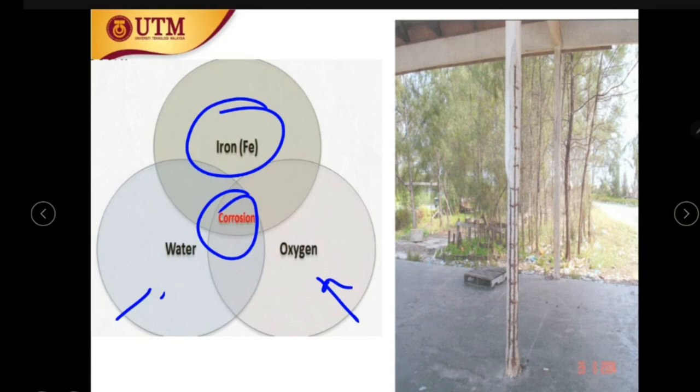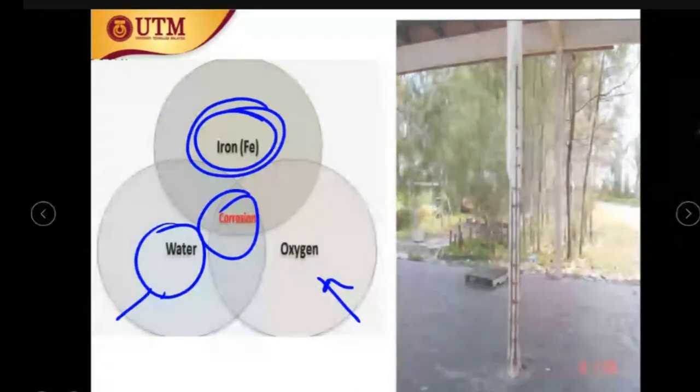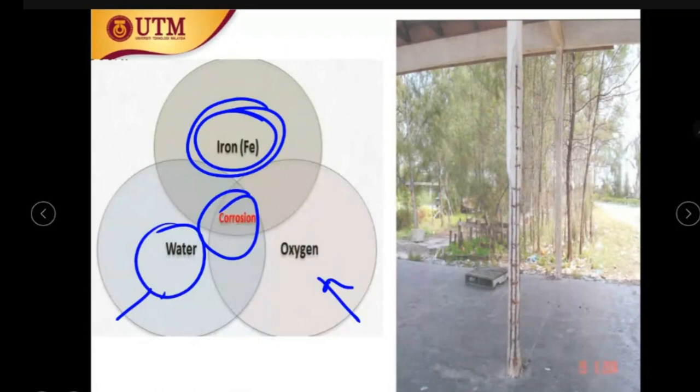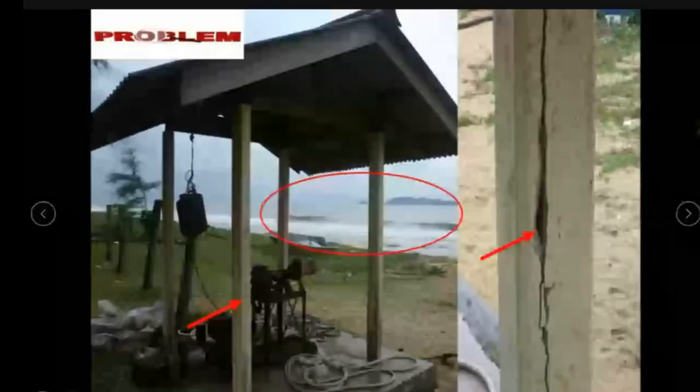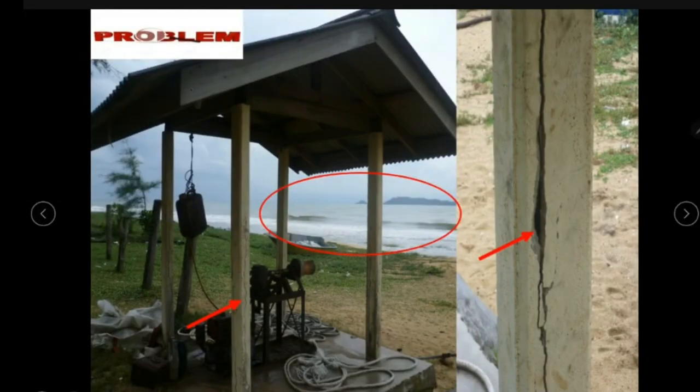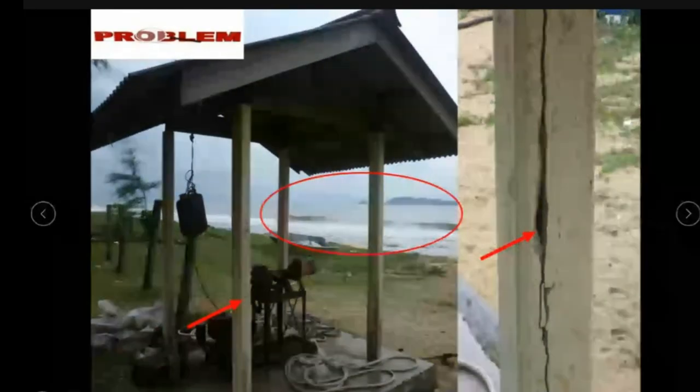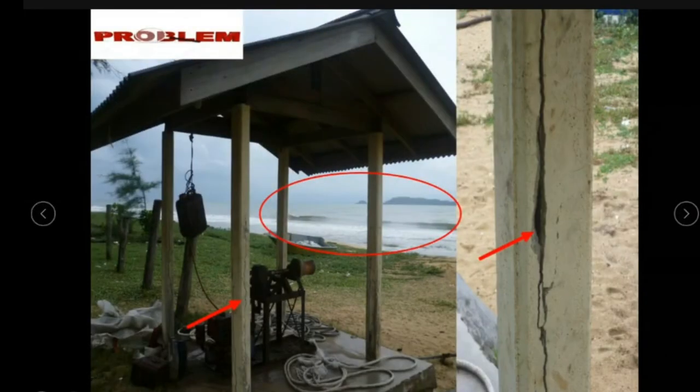That is because when your steel is in contact with water, it will become iron hydroxide. This iron hydroxide has a much larger volume compared to the iron, and it will break your concrete, similar to this. It will result in cracks and so on. So we have to know what the main causes are and how we deal with corrosion.